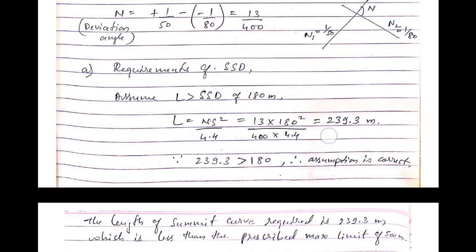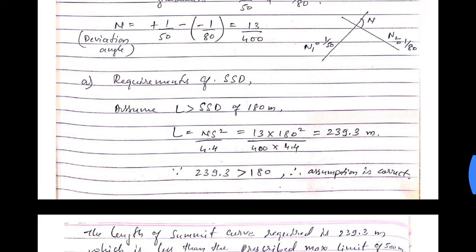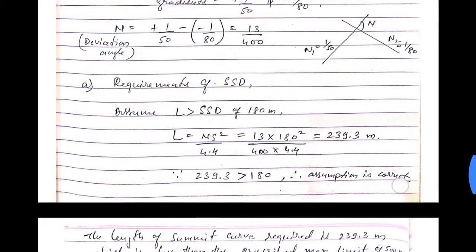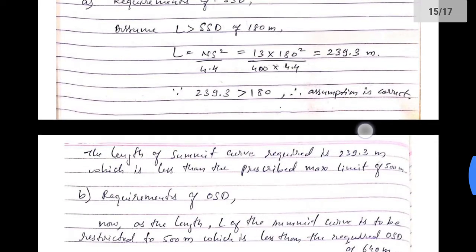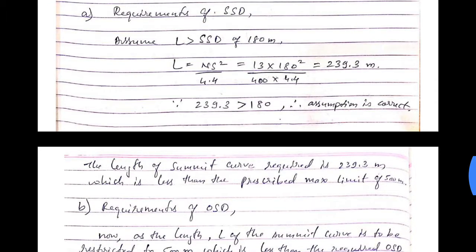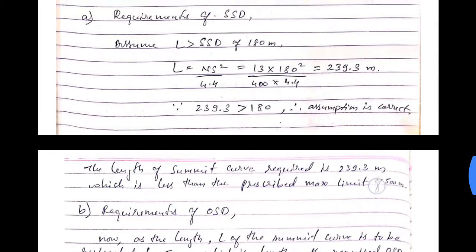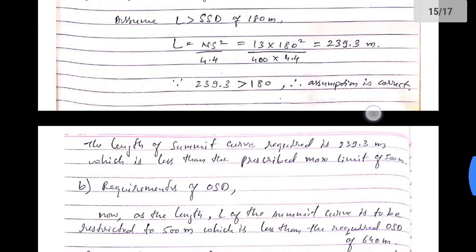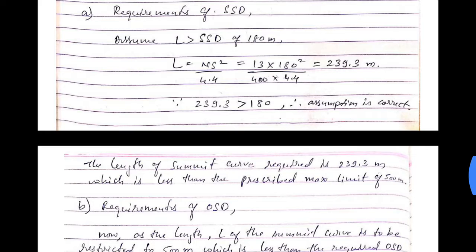Now since this value 239.3 meters is greater than 180 meters, our assumption which we made is correct. Hence the length of summit curve required is 239.3 meters, which is less than the prescribed maximum limit of 500 meters. So for SSD condition, the length to be provided is 239.3 meters.